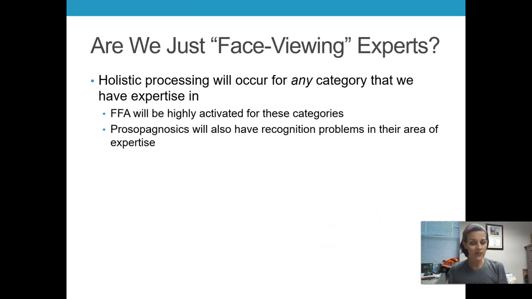So are we just face viewing experts? Is the fusiform gyrus a face viewing area? People who believe this believe that holistic processing would occur for any category that we have expertise in. As a result, the fusiform gyrus would be activated not just for faces, but anything in our area of expertise. Likewise, if you have prosopagnosia and have damage to the fusiform gyrus, it would follow that you will also have recognition problems in your area of expertise. So let's hit each of these issues one by one.